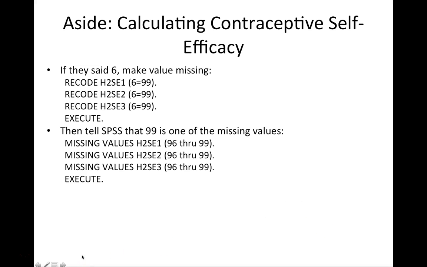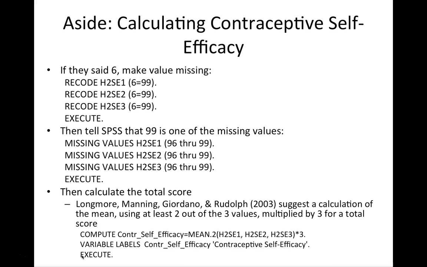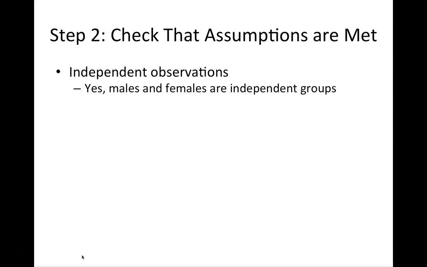So that's an aside. So we did our research question and our hypotheses. We calculated our self-efficacy scale, and now we want to check that the assumptions of the t-test are met. So do we have independent observations? Yes, males and females are independent groups.